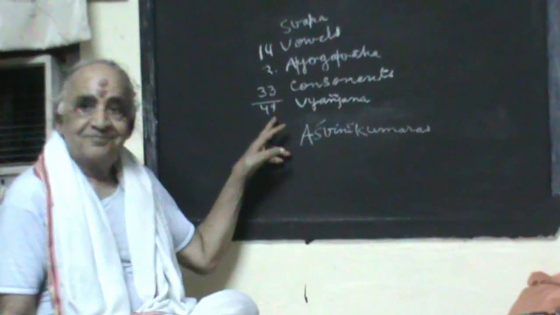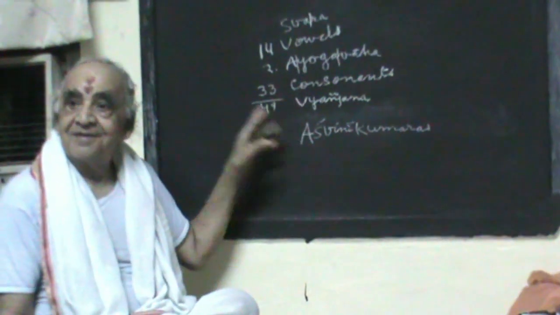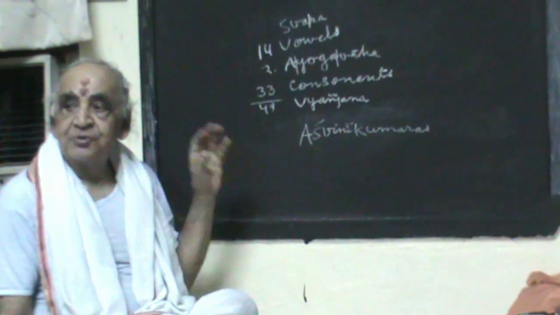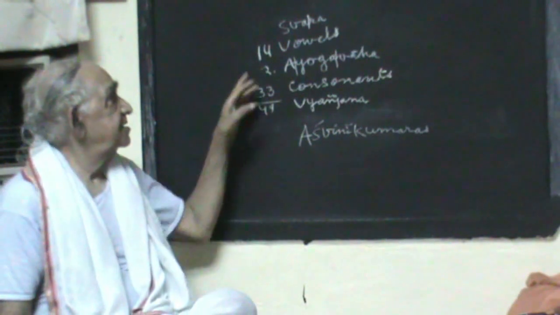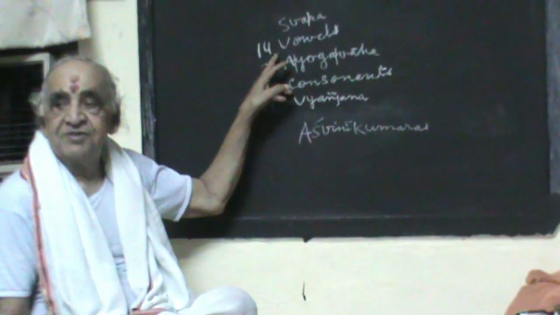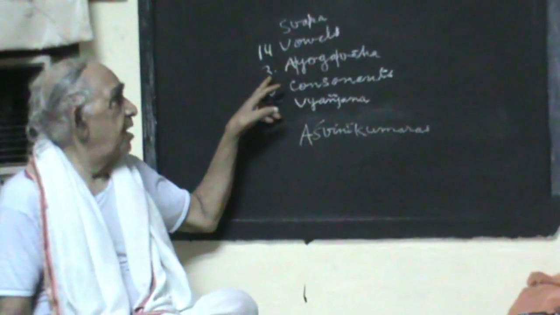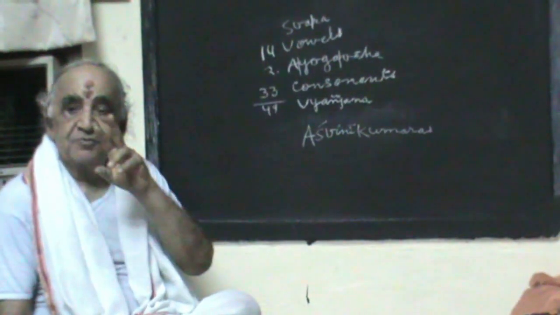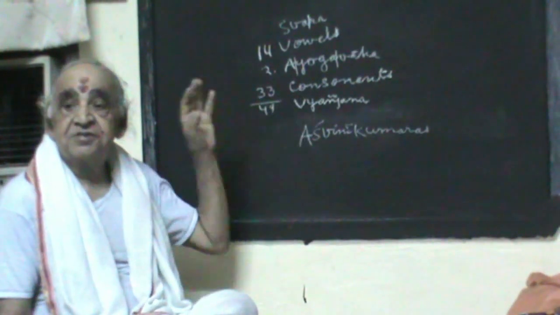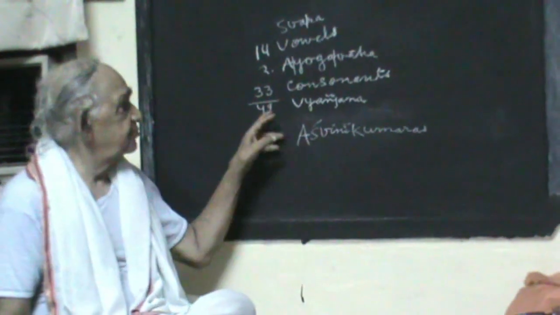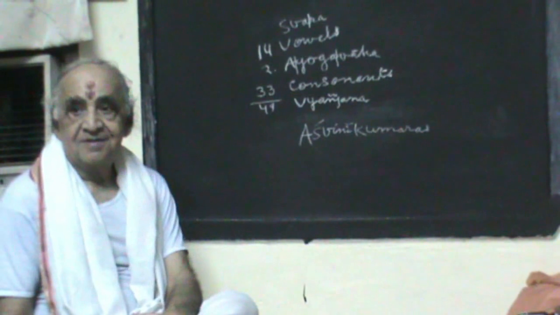So 49, with the help of 49 winds, symbolically 49 letters. As I use, first of all, 14 vowels, symbolically 14 Manus. 2 Ayogavaha, symbolically the 2 Ashwini Kumars. 33 consonants, 33 gods. And altogether 49, so 49 number of winds.